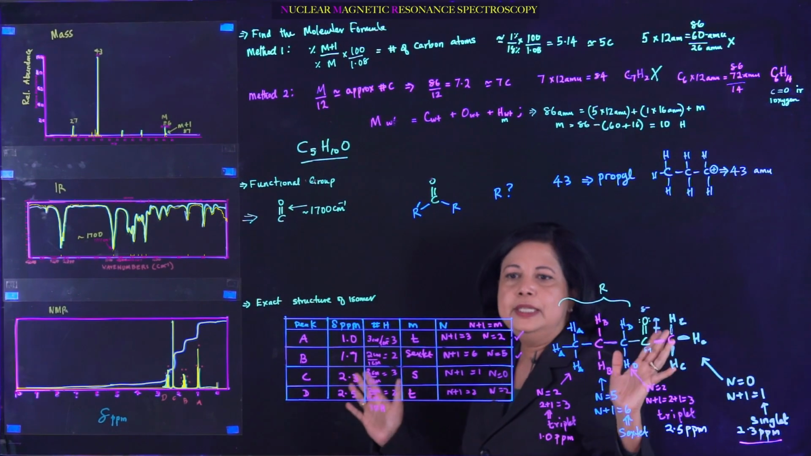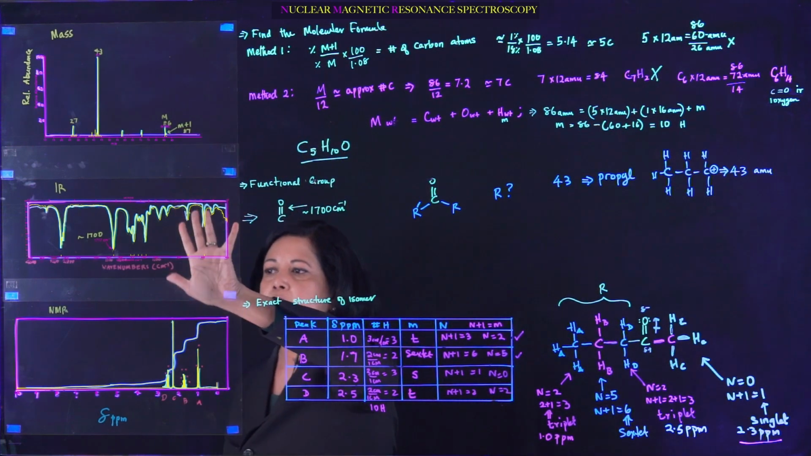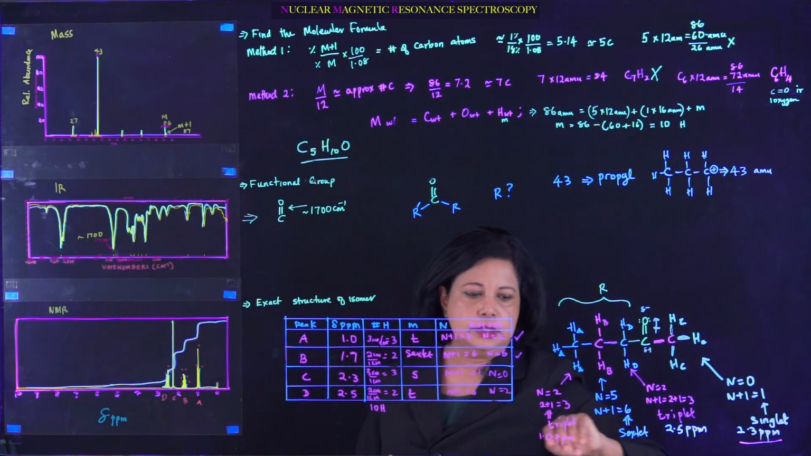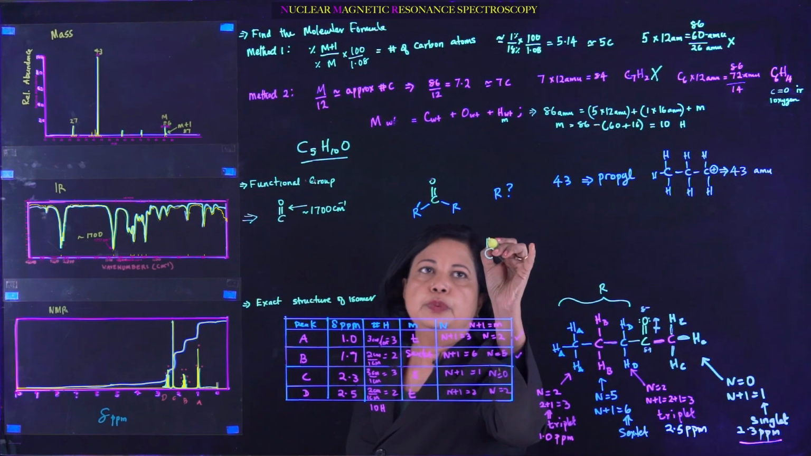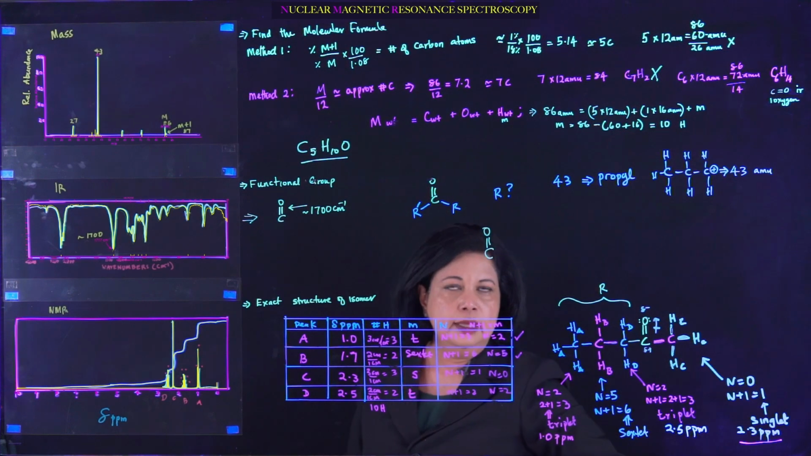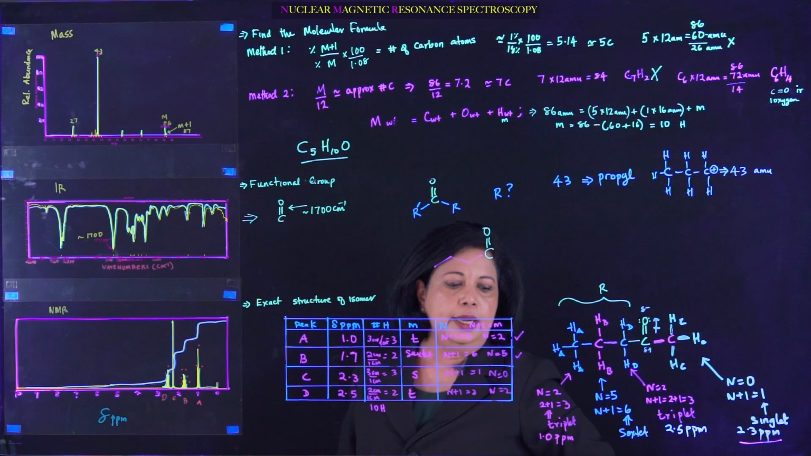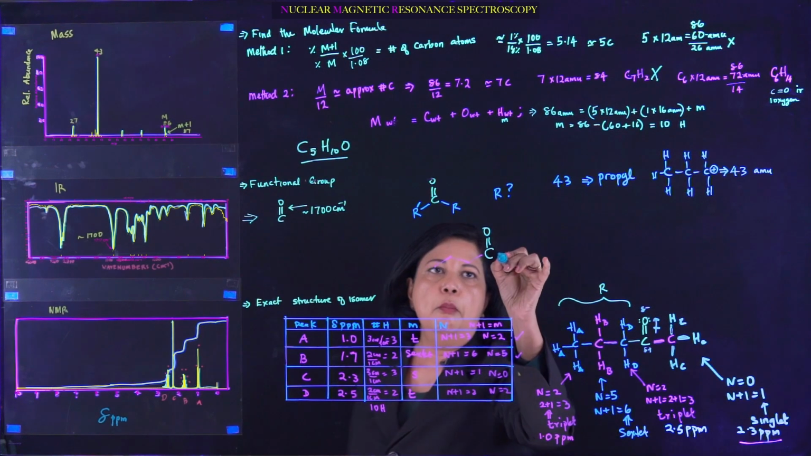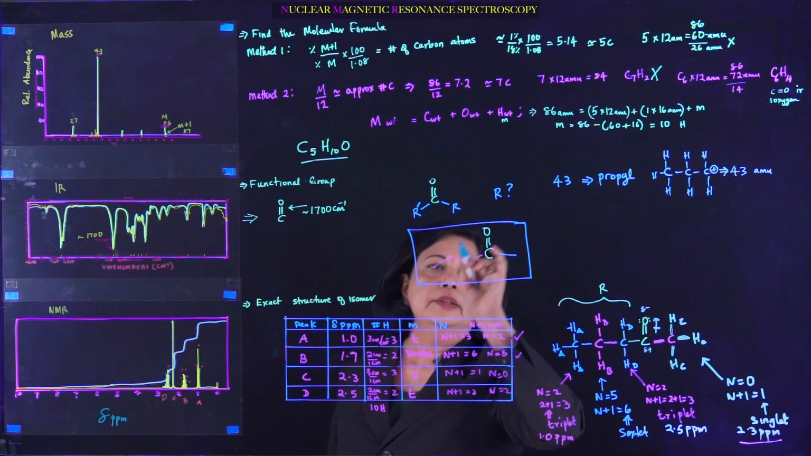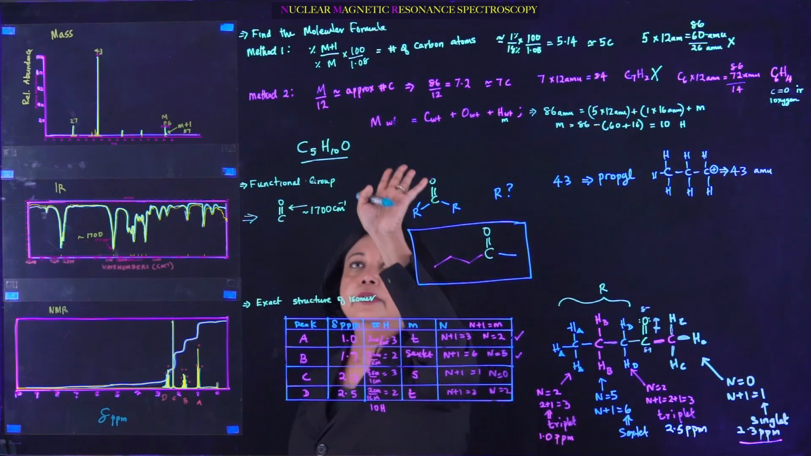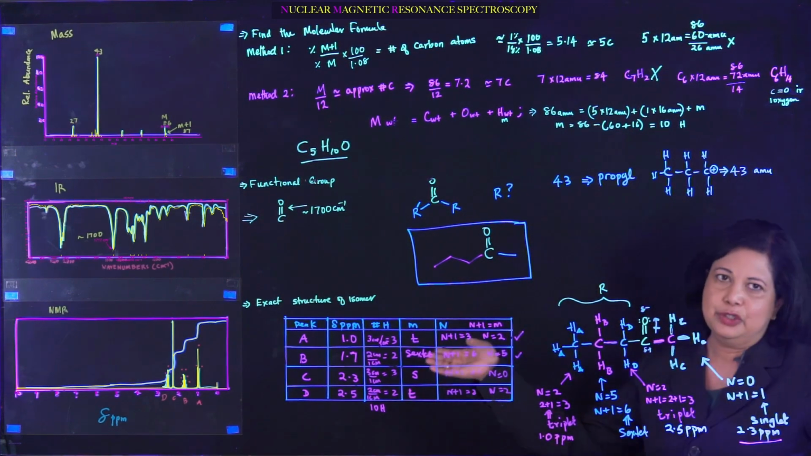So all 3 pieces of data here, mass spec data, infrared spectra data, and NMR spectra data point to the same structure, which means you have a carbonyl, you have a propyl group on one side, and you have a methyl group on one side. And so that is going to be the structure that corroborates with the data that we get from all 3 spectra.